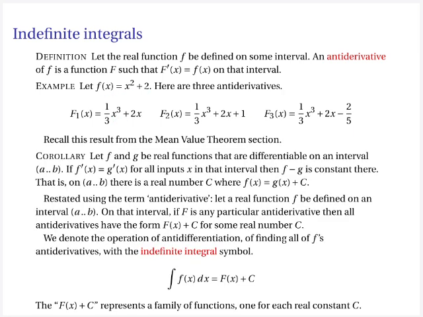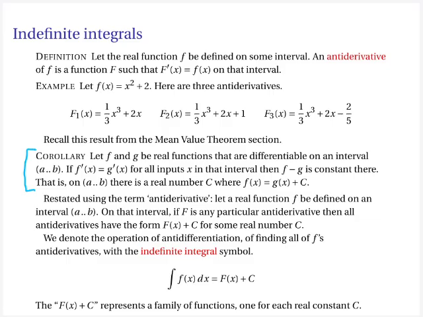You might recall this result from the mean value section. The mean value section, I think, strikes a person as rather theoretical, but we need it right now. This is the moment when we need to pull out that corollary. F and g are real functions that are differentiable on an open interval from a to b. If f prime is equal to g prime for all inputs, then f minus g is constant. So functions with the same derivative differ by a constant. That is, on open interval AB, there's a real number, capital C, where f is equal to g plus capital C.